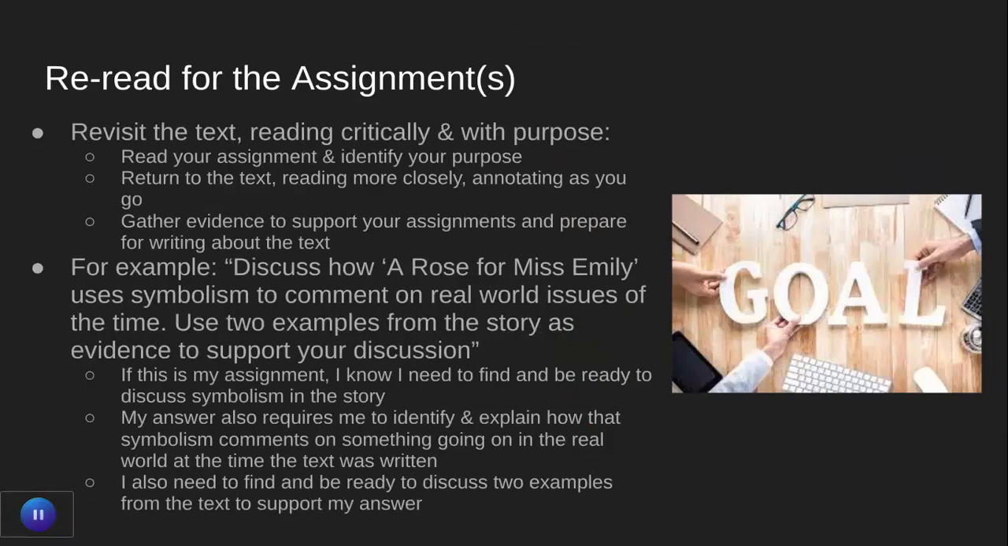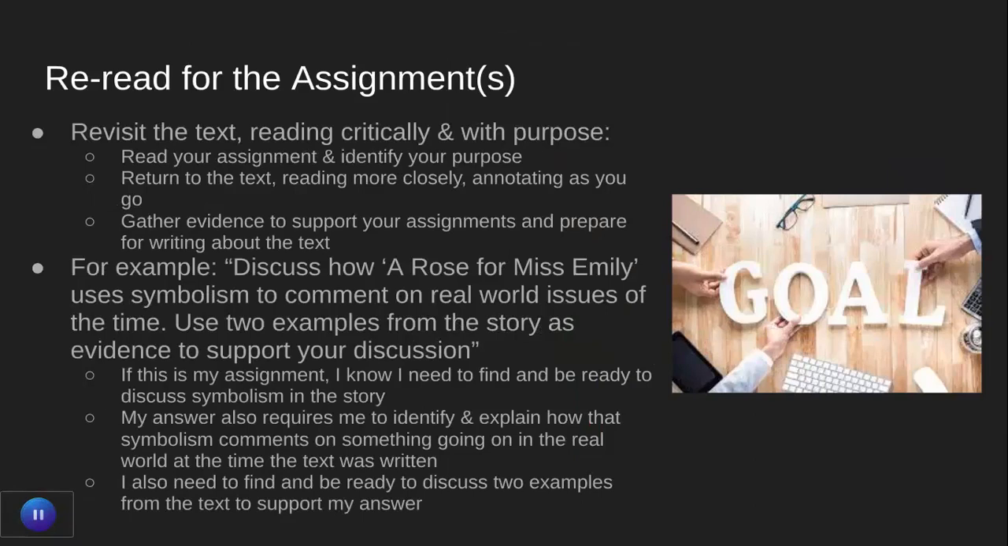So read your assignment or assignments and identify your purpose. Then return to the text, reading more closely, annotating as you go, and gathering the evidence that you need to support your answer to your assignment. For example, let's say I had a prompt that said I needed to discuss how A Rose for Miss Emily uses symbolism to comment on real-world issues of the time. Maybe that prompt also asked me to use 2 examples from the story as evidence to support my discussion.